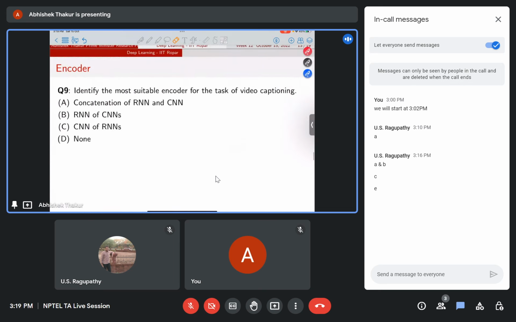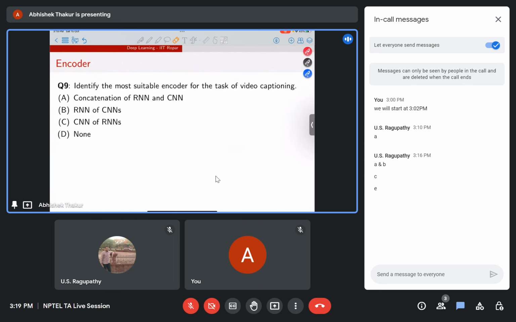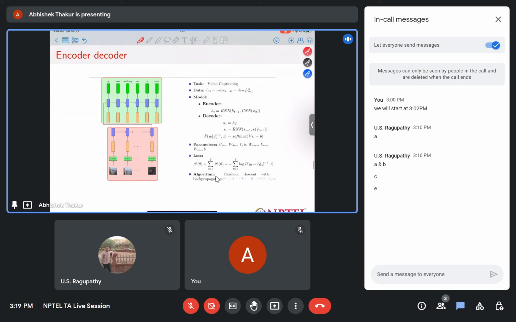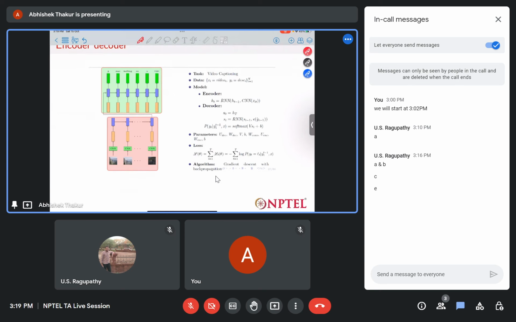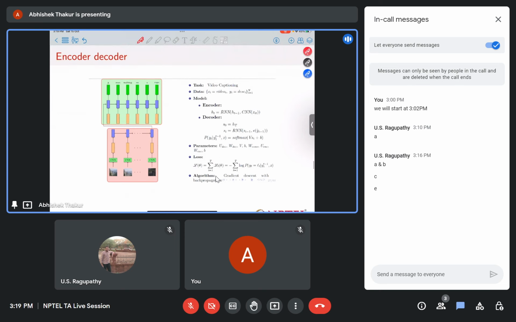Now we'll move on to question number 9, that is: identify the most suitable encoder for the task of video captioning. For the video captioning task, an RNN on top of a CNN is used. First we use the CNN, then we use the RNN on that. Here you can see this slide is taken from the class lecture only. This is a video captioning task. Here the input is a video, and the output is a description of the video, that is the captioning of the video.